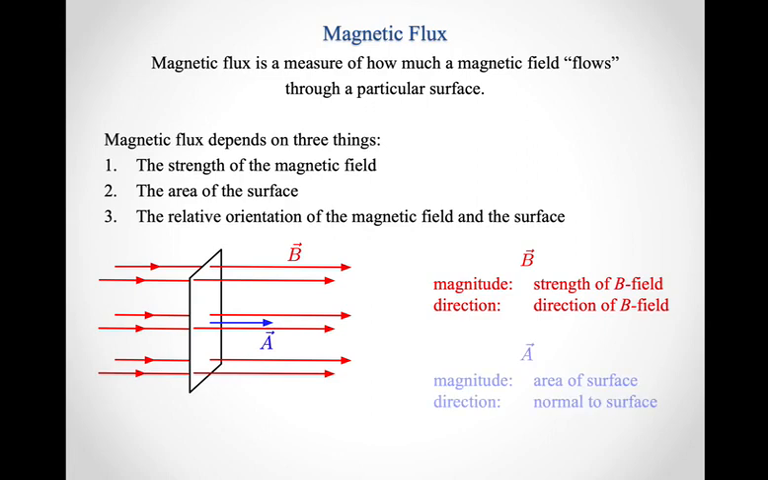But the second vector sitting over here in the picture is new, and it's the area vector. So A here in our picture is the area vector. It has a magnitude that's equal to the area of the surface. So the larger you make this surface, the more area it has, the larger the magnitude of this area vector becomes. The direction is the key detail for our area vector. And notice it is normal to the surface.